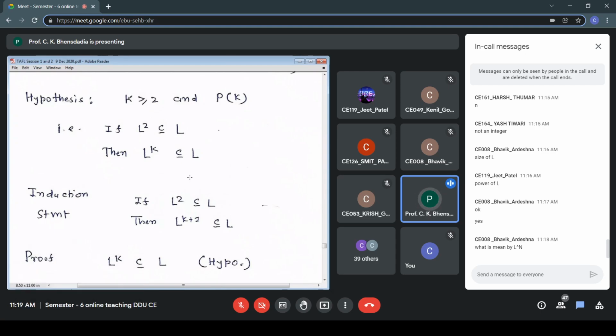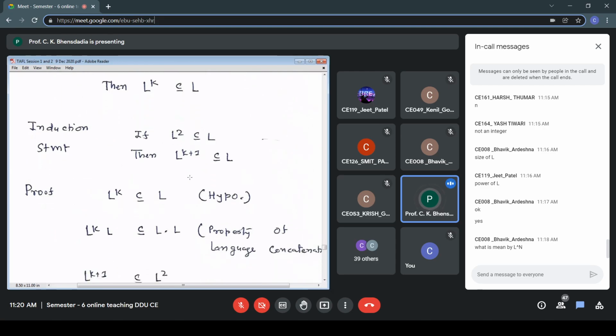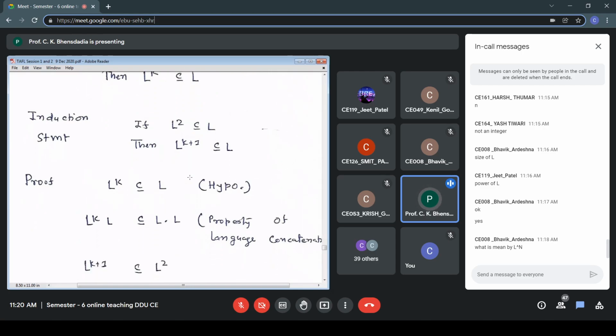Now we use the simple property of language concatenation. Applying concatenation with L on the right-hand side of both sides of this subset relation, we get L^k dot L is a subset of L dot L. This is true because of the basic property of language concatenation. So we get L to the power k plus 1 to be a subset of L square, since L^k dot L is L^(k+1) as per the definition of language concatenation.